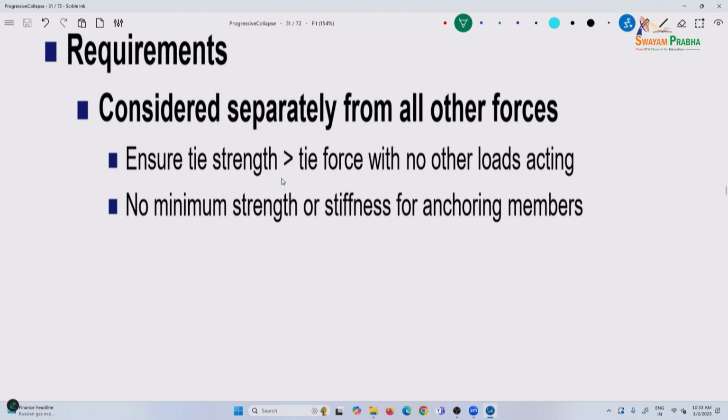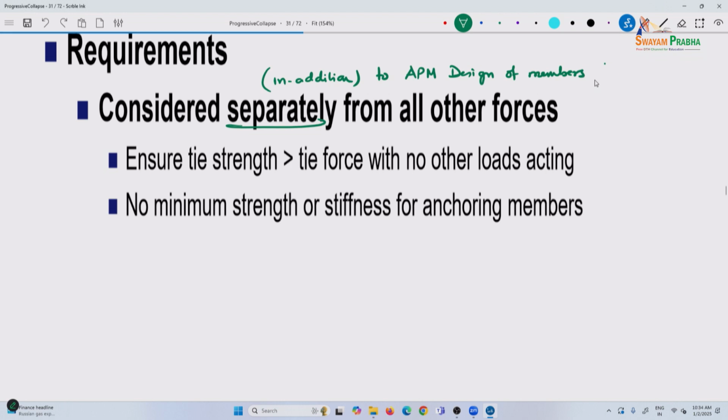The requirements are considered in addition. So, separately you do your normal analysis and design, and in addition, let us say, to the APM design of members such as beams and columns, you go and add additional reinforcement that ensures that tie strength is greater than tie force with no other loads acting, with no minimum strength or stiffness for anchoring members.